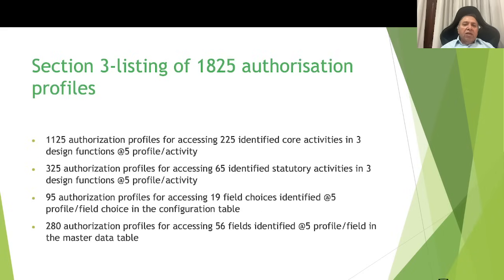Section 3 includes the list of 1825 authorization profiles in the context of the business design functions for construction industry. Now, these include 1125 authorization profiles for accessing 225 core activities I mentioned earlier at the rate of 5 profiles per activity, 325 profiles for accessing the 65 statutory activities, 95 authorization profiles for accessing 19 field choices, and 280 authorization profiles for accessing 56 fields. Now, these authorization profile codes need to be captured along with the title.